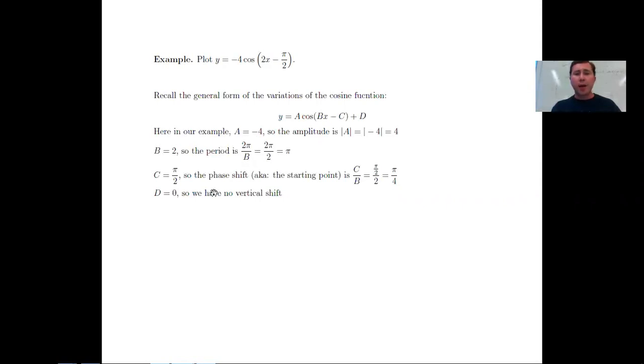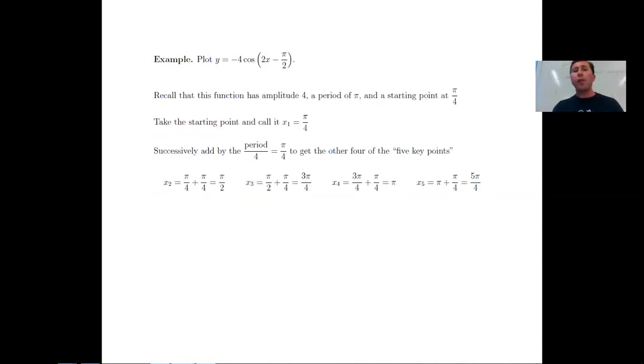C is pi over 2. So our phase shift, we calculate using C divided by B. So pi over 2 over 2, which is pi over 4. I also call this the starting point. This is going to be the first of our 5 key points. And D equals 0, so we don't have a vertical shift for this function at all, meaning we will be plotting just on the x-axis.